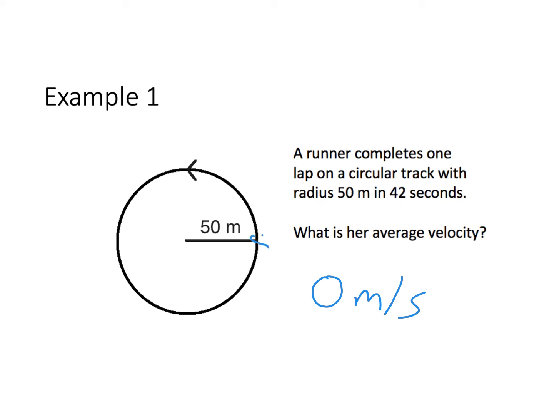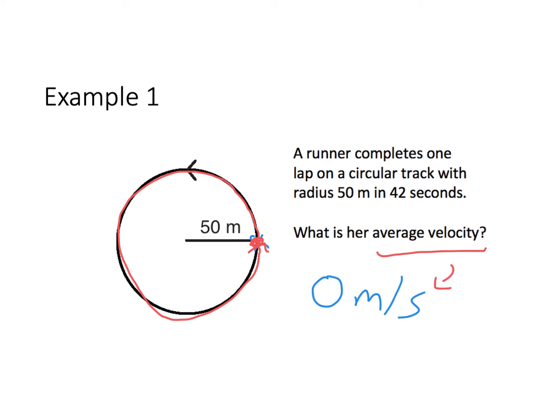The runner starts right here, and then she goes all the way around the circle and ends up back where she started. So what's her displacement? Do you see that the distance from where she started to where she ended up was 0? That means the displacement is 0. And what's the definition of average velocity? Average velocity is displacement divided by time of travel. So if the displacement is 0, guess what else is 0? The average velocity is 0 meters per second.